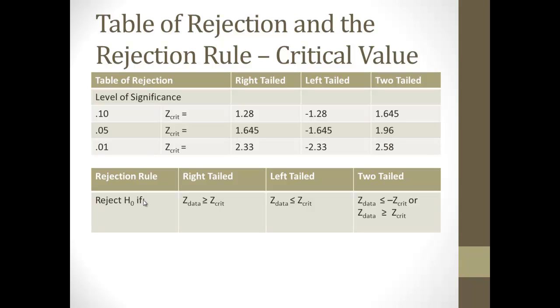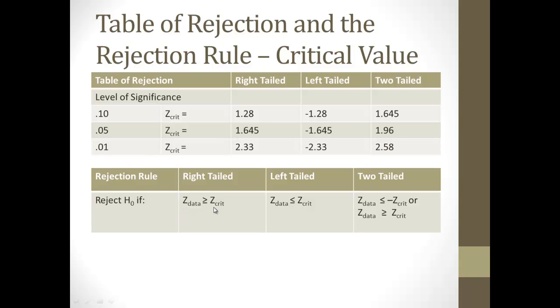It gives you your level of significance. So if my alpha is 0.1, or I have a 90% confidence interval, then my z-crit for a right-tailed test is 1.28. My z-crit for a left-tailed test is negative 1.28. And if I have a two-tailed test, it's 1.645. Same thing for a 0.05 alpha and a 0.01 alpha.